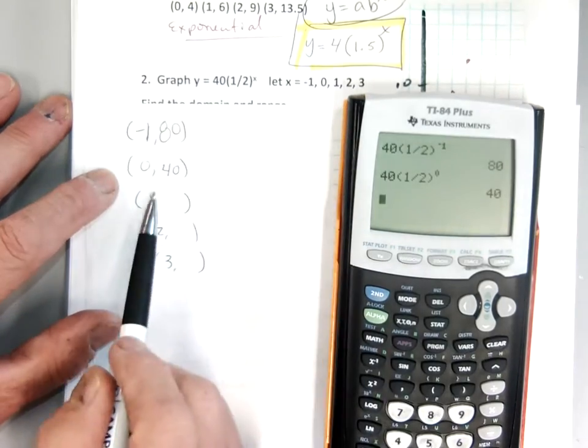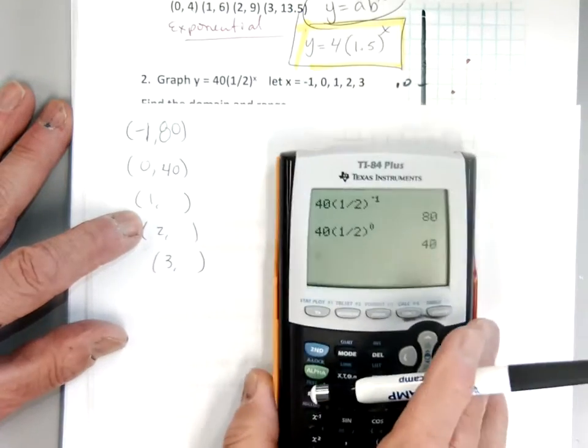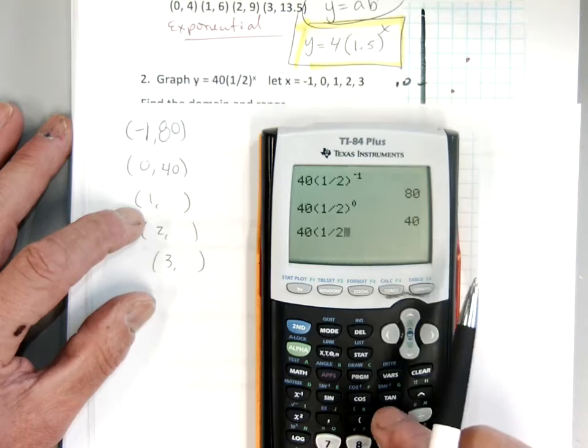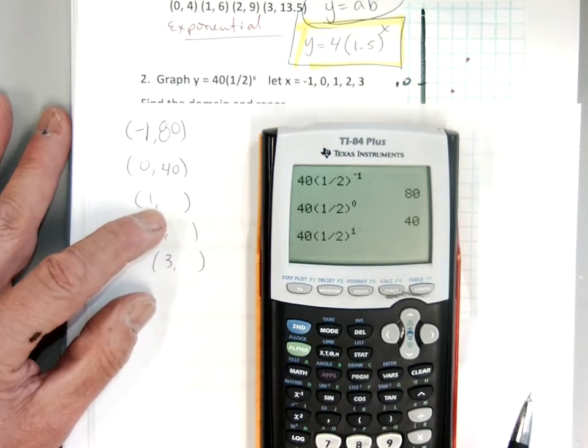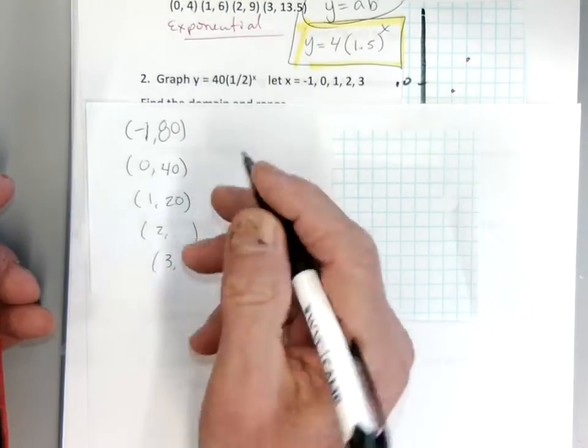So I'll put in this next value 1, I'll plug it in for x, and I'll use my calculator. So much easier if I use my calculator. 40 times 1/2 to the 1 power. I'm going to get 20. Do you see what's going on?